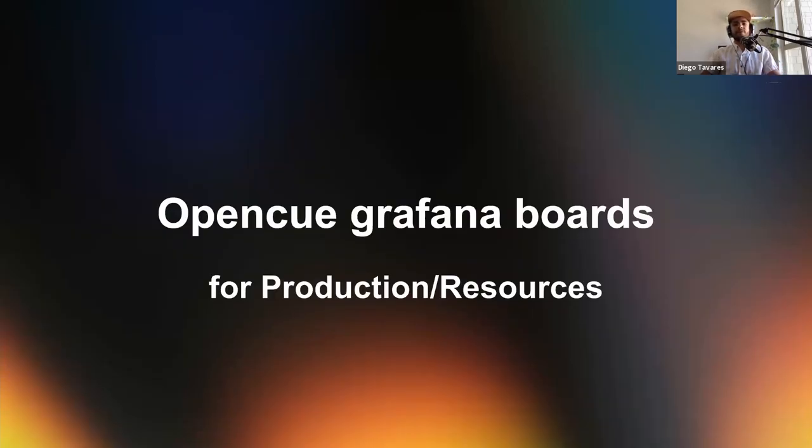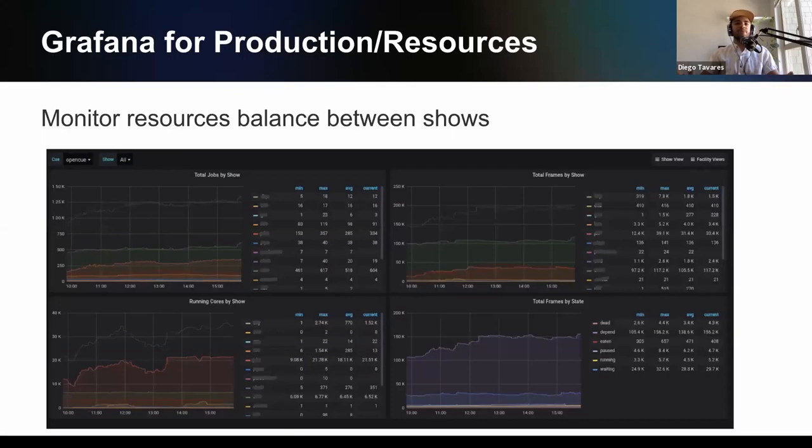And we also have boards for the production and resources team. Their main focus in using the boards is to see how well distributed our infrastructure is between shows. So they can see the number of cores they're running per show. By this, they can tell if a bigger show is starving a smaller show, and distribute the infrastructure in a way that all shows are running and they are running according to their load and to their size.